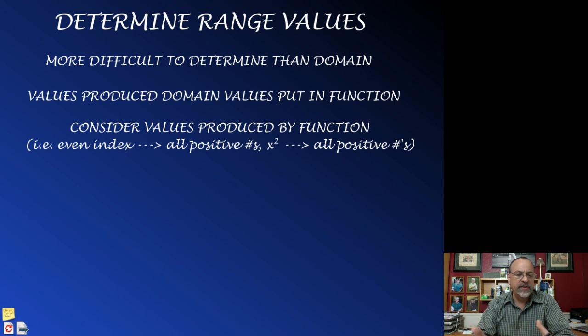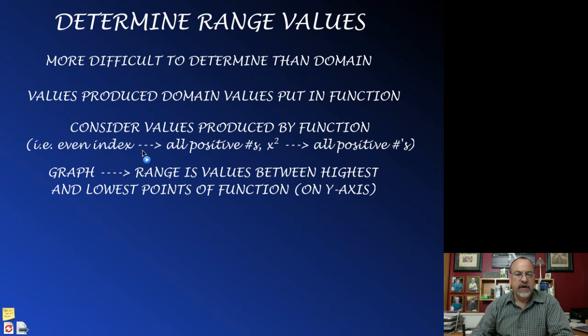For instance, if we have an even index, we know that the radicands are going to be positive, and we also know, therefore, that the roots will be positive as well. We're looking at the principal roots here. So we can use that knowledge to say then that the range values, the y values, are all going to be positive.